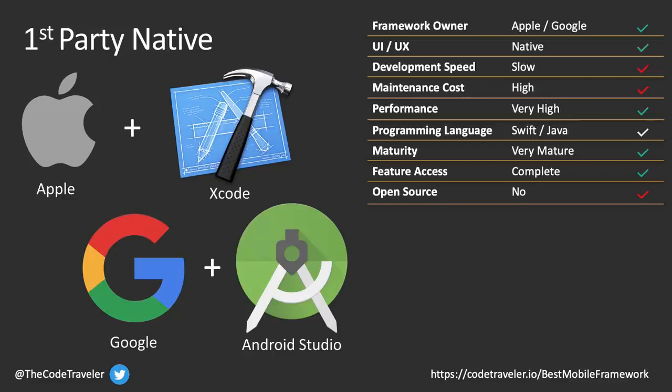Now, the benefits of using first-party native apps is we get a native UI UX. So native UI, native user experience. Buttons look like iOS buttons on iOS. On Android, they look like Android buttons. We can swipe, the gestures, they're all baked in. We get that for free.